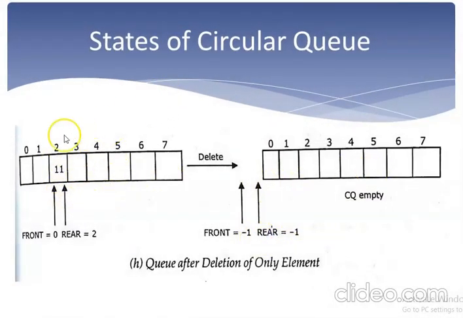So when both front and rear are pointing to the same location, I have said that there will be only one element remaining in the list, and if we remove that element, then what happens? This list becomes empty. When it becomes empty, we have to make both the front and rear pointers -1 to indicate that this queue is empty. Hope it is clear.